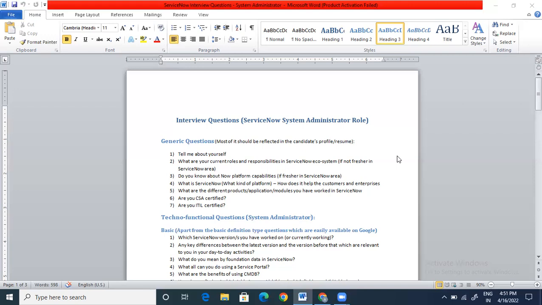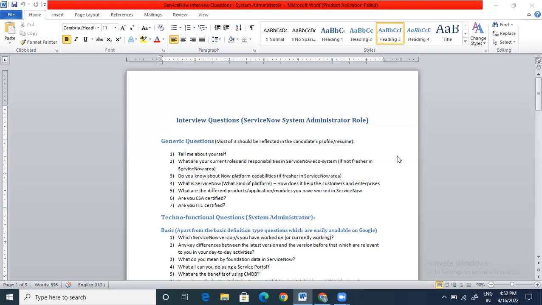Predictive intelligence, you have virtual agent, you have performance analytics, you have coding capabilities. So these are some common capabilities which can be used across multiple products in ServiceNow. So this is where you talk about all those Now platform capabilities. If you're a fresher, and even if you're not a fresher, in that case also they'll expect you to tell them, okay, what kind of capabilities does the Now platform have which can be reused across multiple products.